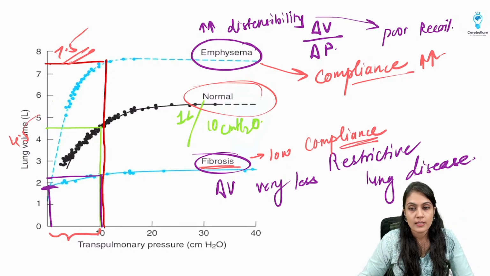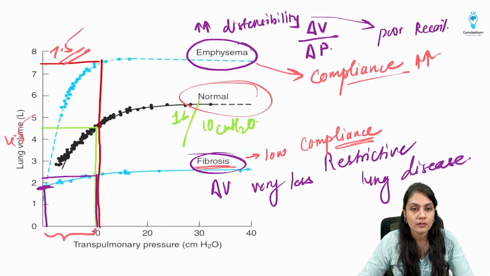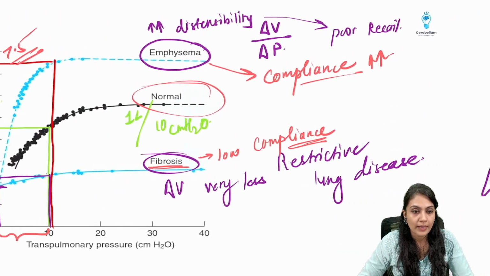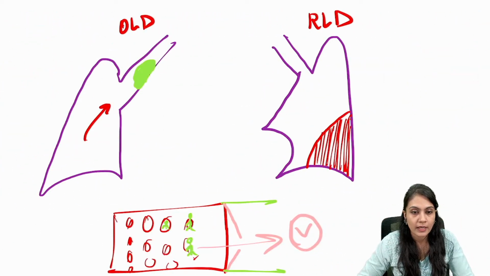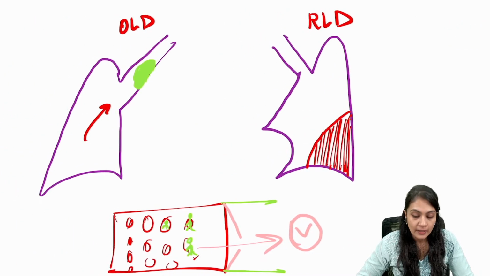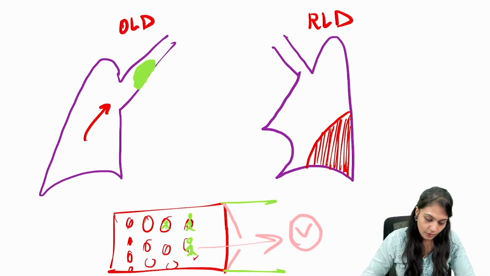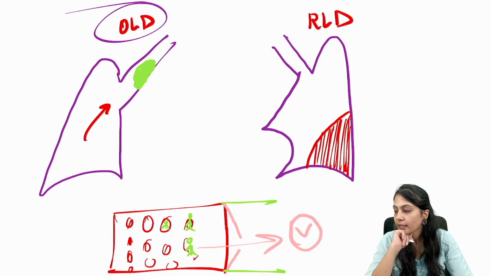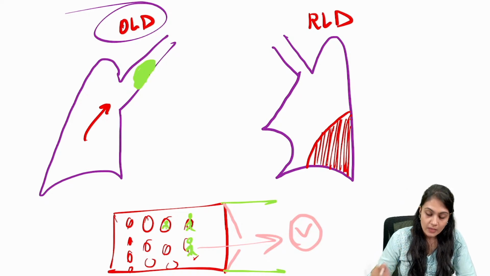So this is the case, and this is the compliance curve. You can draw the compliance curve in two manners, right? So restrictive and obstructive disease, if you understand, can you give me any example of obstructive lung disease? Give me the example of restrictive lung disease. Restrictive lung disease and obstructive lung disease, give me the example.